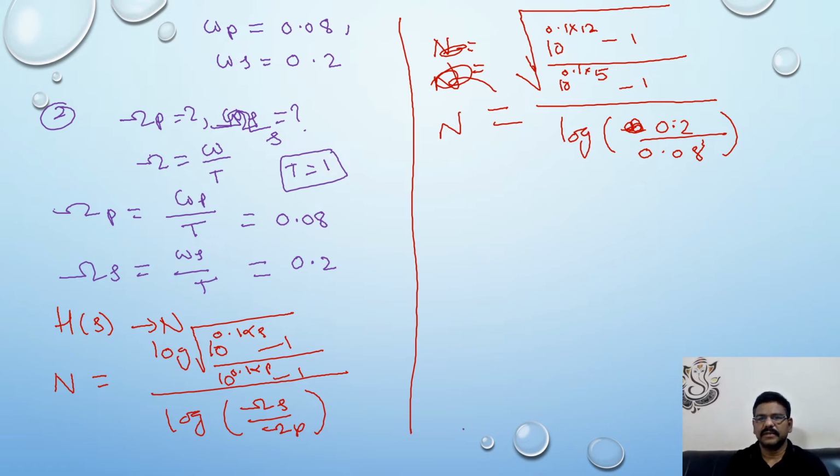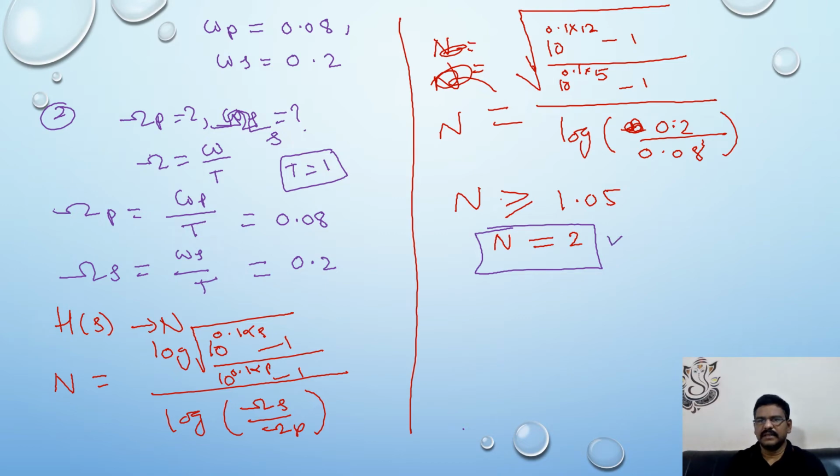Then I'll compute, after calculating this, n is greater than or equal to 1.05. So if you take the nearest integer, this is equal to 2. So now the order of the analog transfer function is 2.